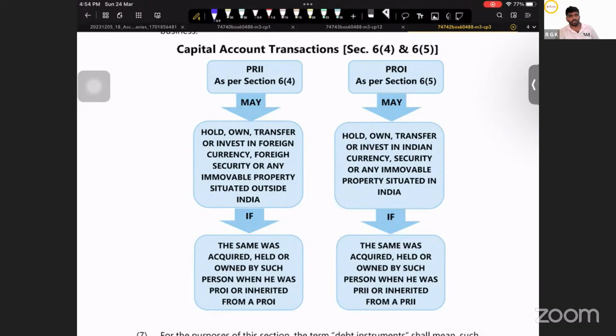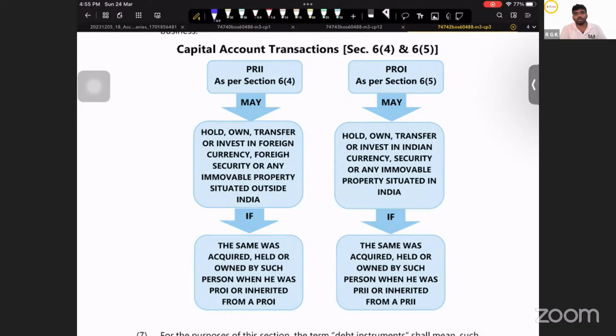So you are a person resident in India. If you want to hold, own, transfer or invest in foreign currency, or if you want to hold, own or transfer foreign security, or if you want to own, hold, transfer or invest in any immovable property outside India, then you can do so, if it was acquired by you, held by you, or owned by you when you were a person resident outside India, or you inherited this from a person resident outside India. Then you can acquire the same.